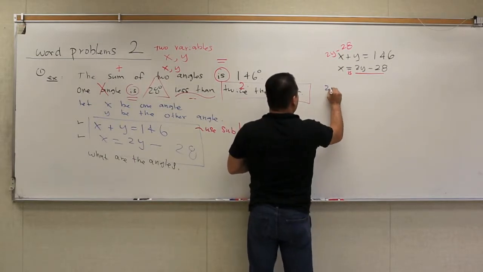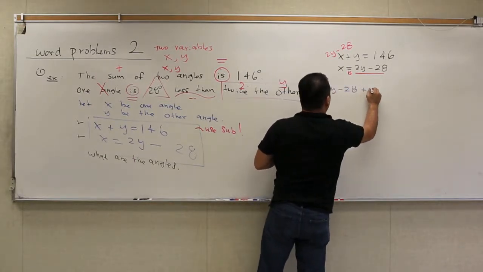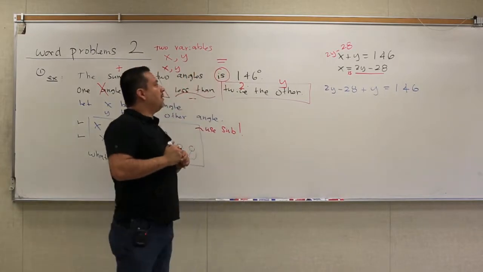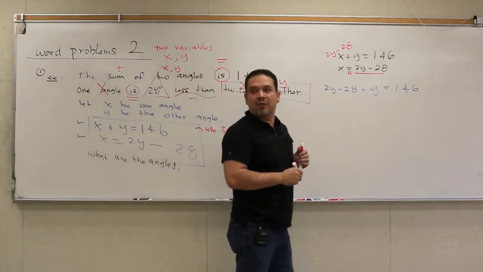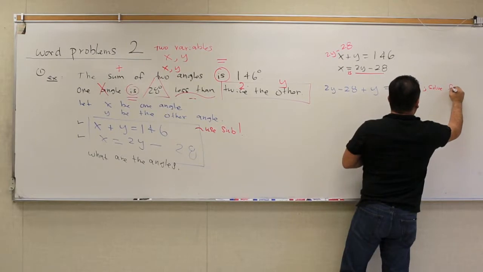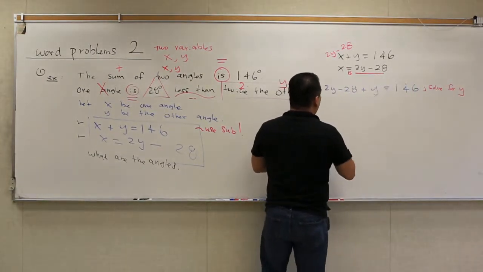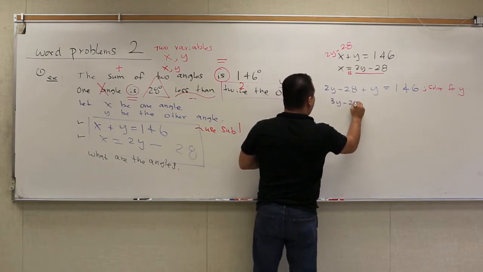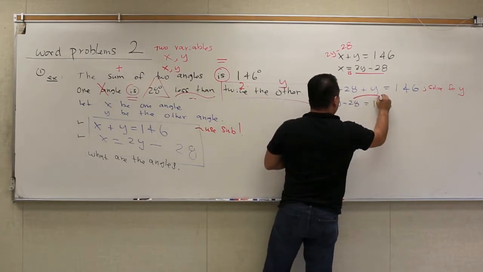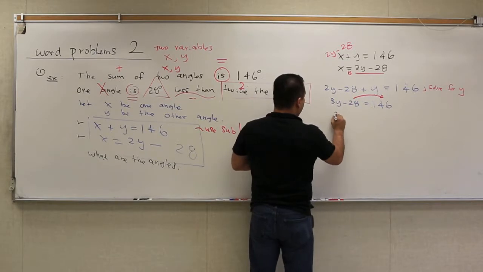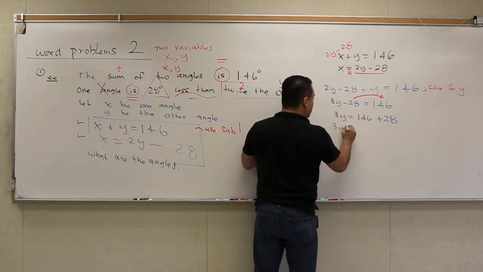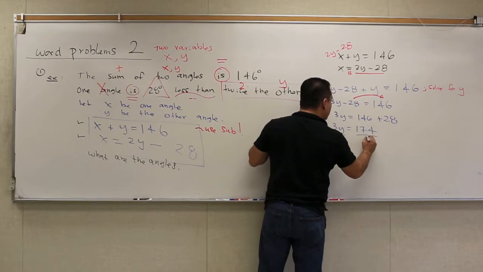Now what do you get when you do that? You get 2y minus 28 plus y. What does that equal? 146. So if you combine your like terms, what's 2y plus y? At this point, you're going to solve for y. We get 3y minus 28 equals 146. Translate my 28 to the other side, where it's positive. So you get 3y is 146 plus 28. You know what 146 plus 28 is? Is that 174? Okay. Divide both sides by 3.